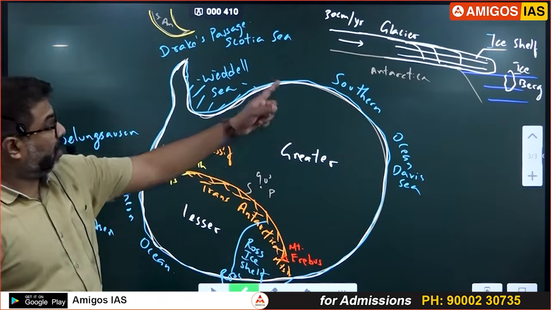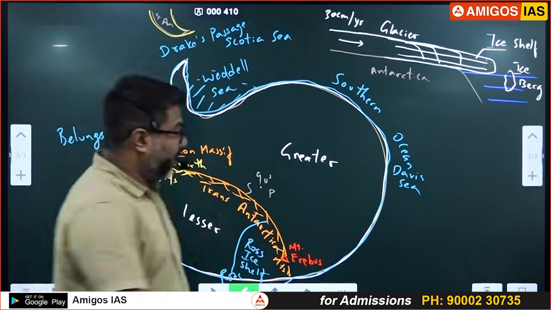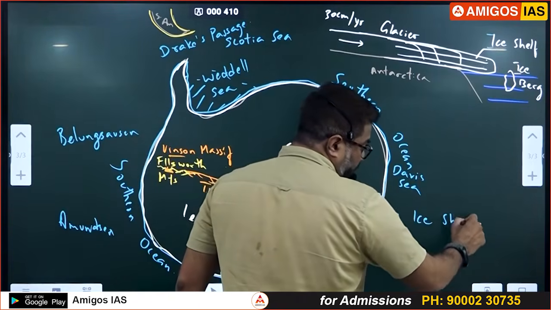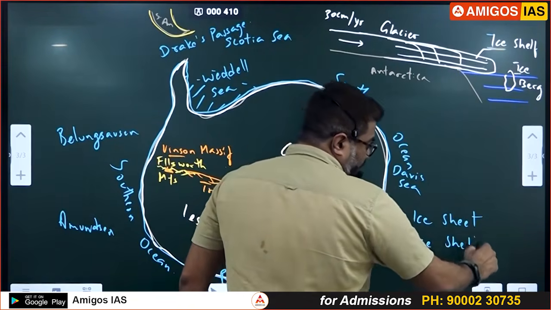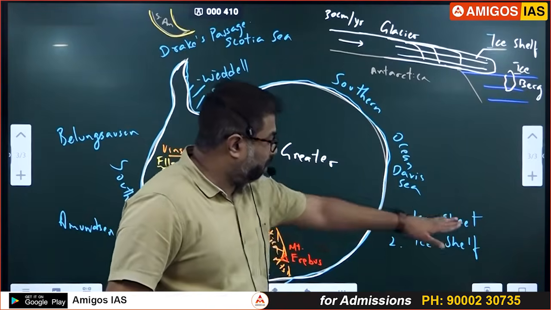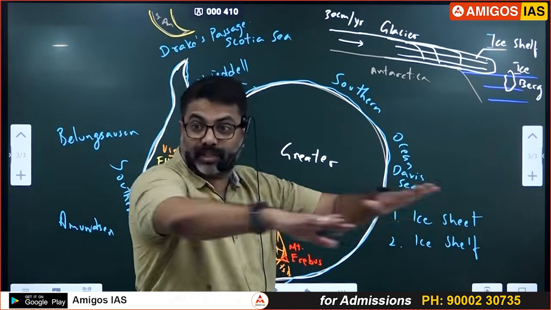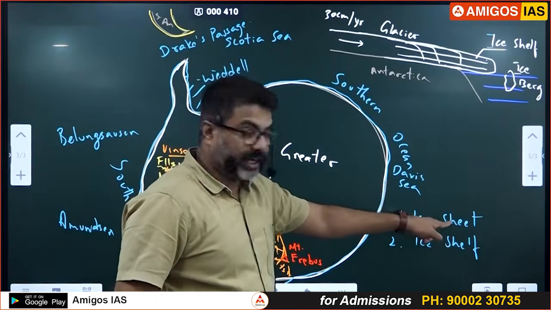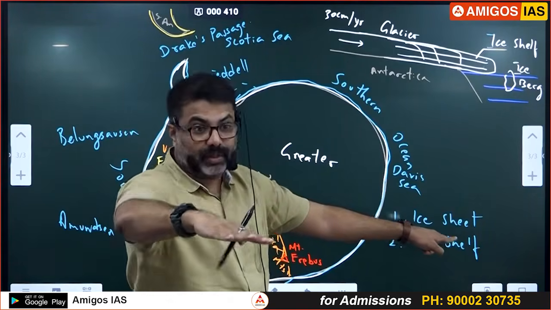What is an ice shelf? Don't confuse ice shelf with ice sheet. In one question, what they did, purposefully, they asked the first statement on ice sheet and the second statement on ice shelf, and confused everyone. You got it? Both words appear similar, but what is an ice sheet? A large mass of ice with more than 50,000 square kilometer area. That is an ice sheet. An ice shelf is a part of the glacier hanging over the water.